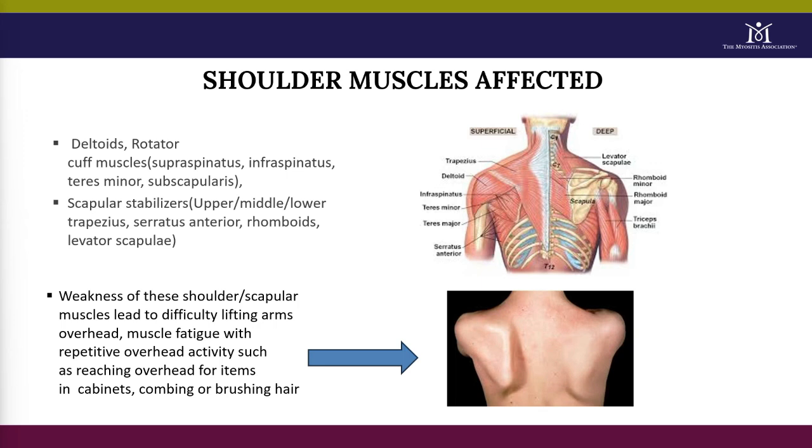Myositis can weaken the scapular stabilizers, those muscles that surround your shoulder blades. Those are the muscles that stabilize the shoulder blades so that you can lift your arms overhead, such as reaching for an item in the closet or brushing your hair. Weakness in the scapular stabilizers can also cause winging of the shoulder blades, where the shoulder blades stick out due to the muscle atrophy and muscle weakness.